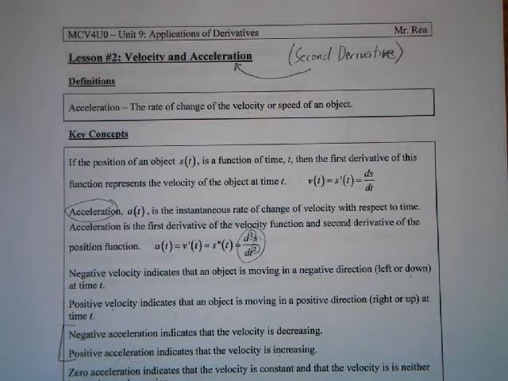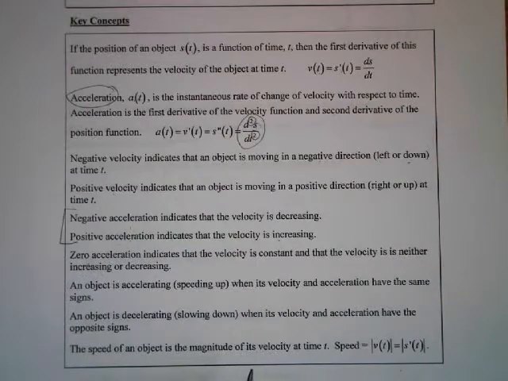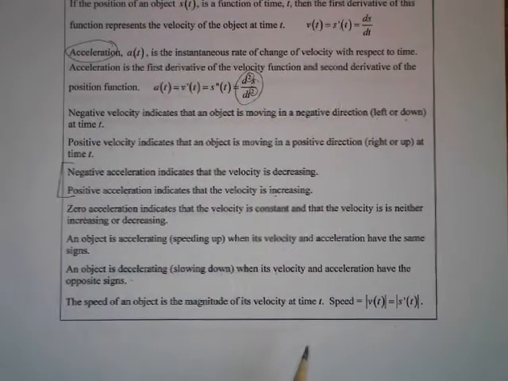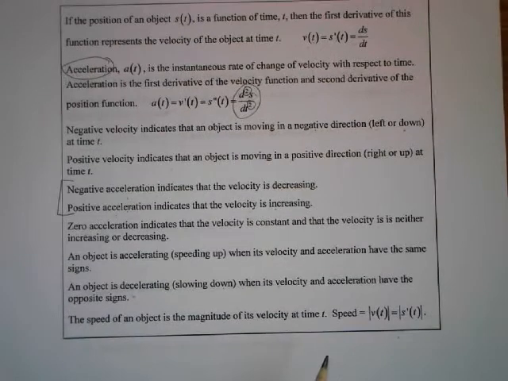Okay, so if you look at this one here, the object is decelerating, slowing down. This could be where the velocity is positive and the acceleration is negative, which means the object is slowing down. You can figure that out just by thinking of an example of a car.